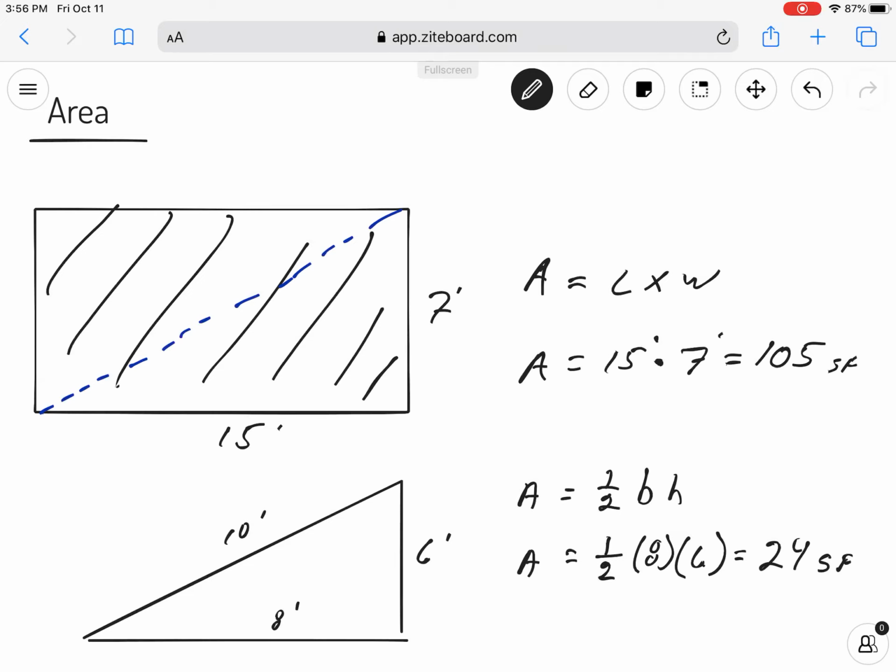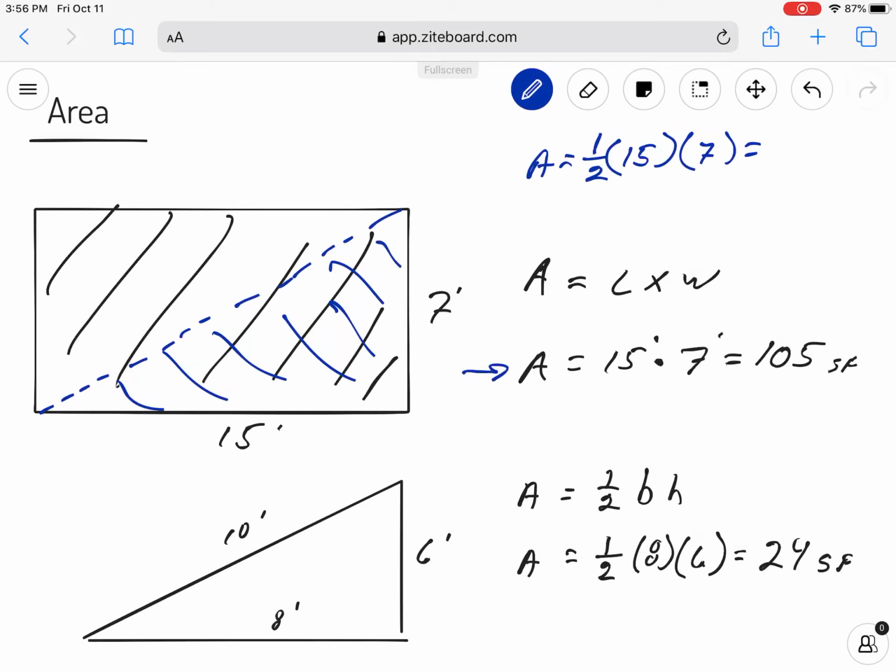Just as a fun little exercise, let's take that blue triangle and let's see if it's indeed 1/2 of the rectangle. So it is 1/2 of 15 times 7, which is half of what it is down here, and that would be half of 105, which would be 52.5 square feet. Okay, so triangle is 1/2 of that.